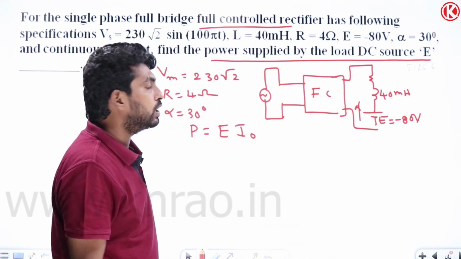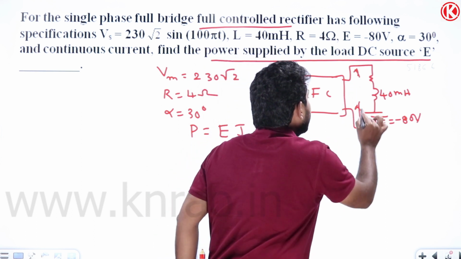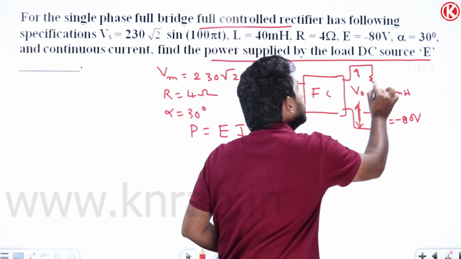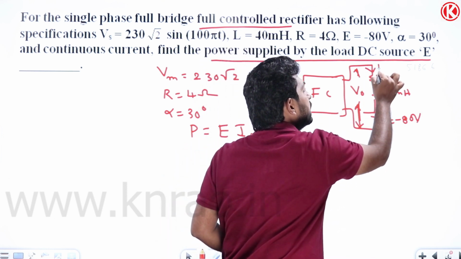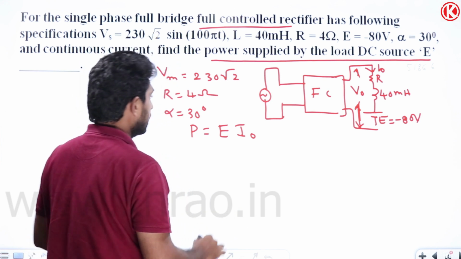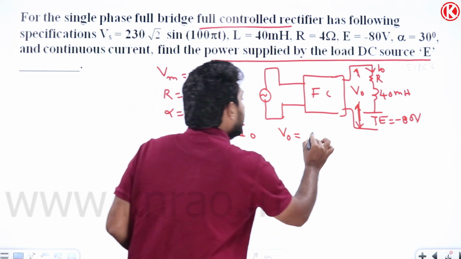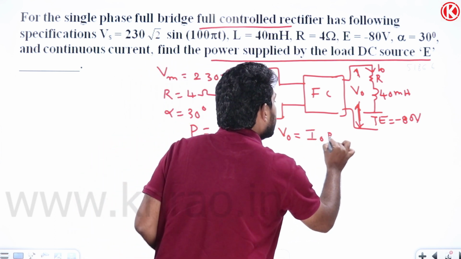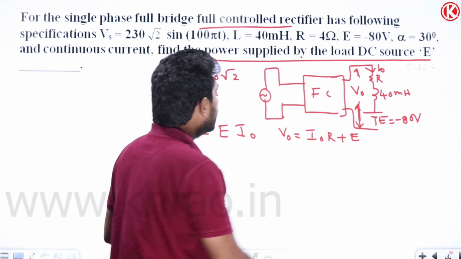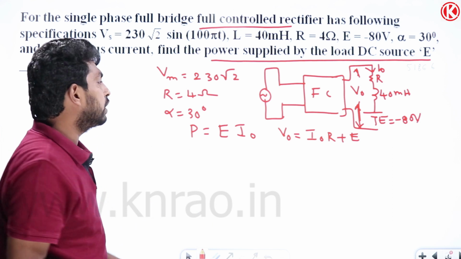How can we find I naught here? A simple KVL is sufficient. Here this is V naught, R is the resistance, and the current flowing is I naught. The KVL expression is V naught equal to I naught into R plus E. We don't know the V naught value, so let us find it.